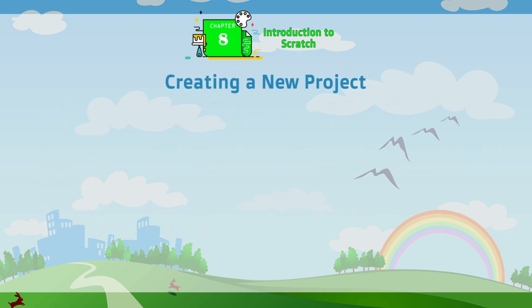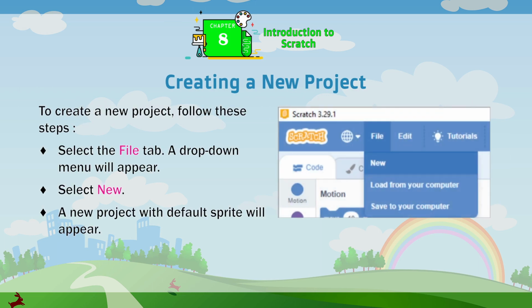Creating a new project. To create a new project, follow these steps. Select the File tab. A drop-down menu will appear. Select New. A new project with the default sprite will appear.